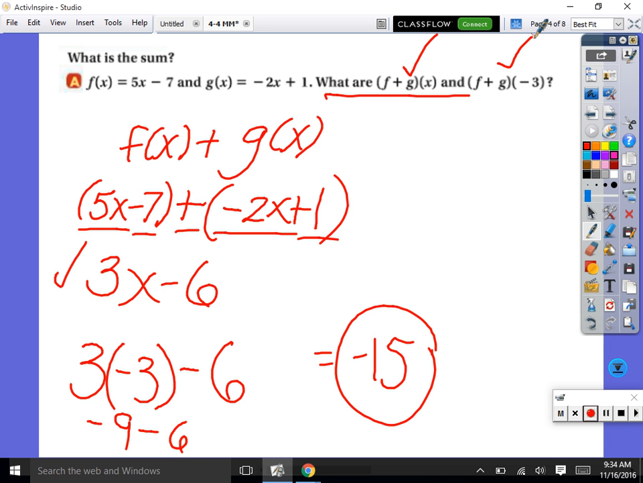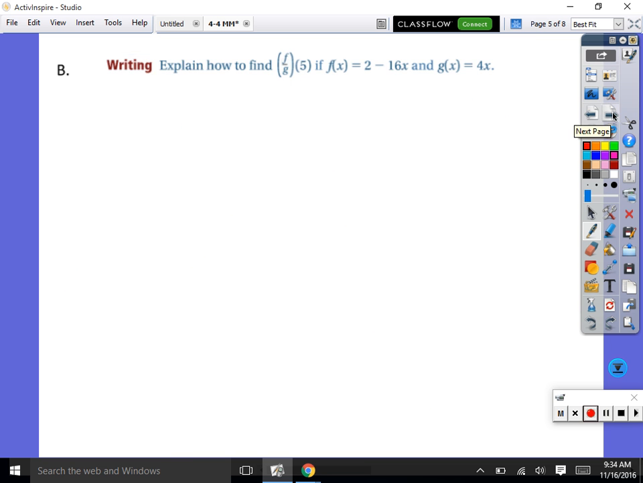So we did f plus g of x, and then we just plugged in negative 3. Everybody good with that? Calculating, just like we were evaluating the other day, right? Like if I said, what's f of 2? You just plug a 2 in. That's no different. We just had to hurry and add up f of x plus g of x. Does that make sense? Okay. All right, so here we go.